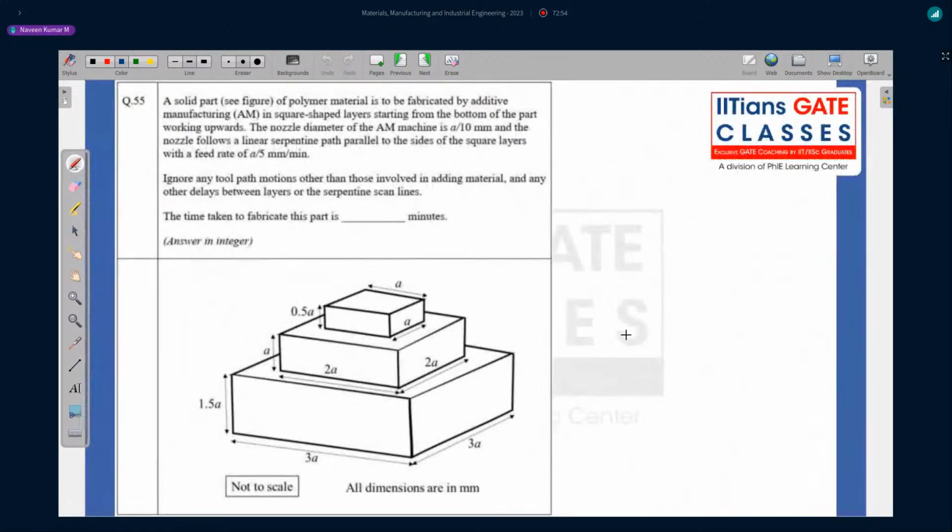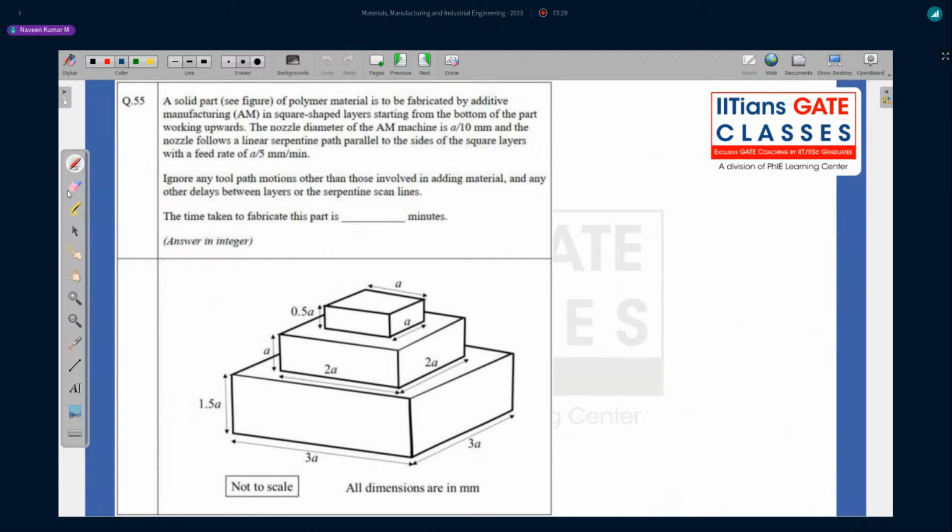This is on additive manufacturing. Even though you have to know some basic understanding of additive manufacturing, there is no need to have seen this kind of question previously. Directly in the examination, you can try to solve it if you have some basic intuition. You would answer this question very easily. This is one kind of question that has been asked in additive manufacturing. So let's solve this question.